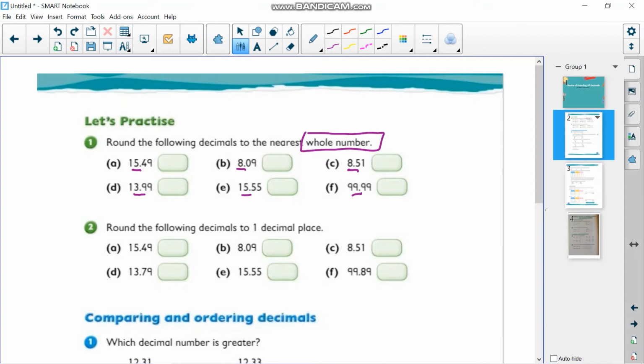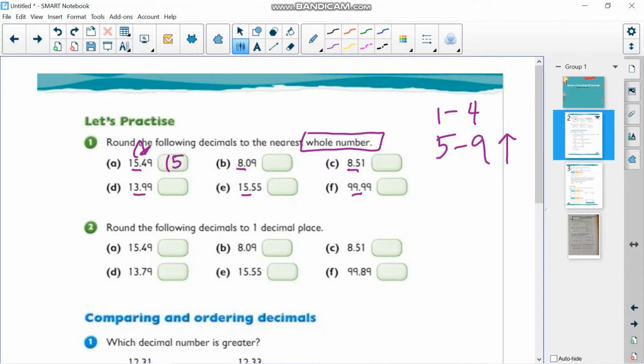So you have to look at the numbers next to those underlined numbers. So for letter A, next number to 5 is 4. So again, our rule, if it is 1 to 4, stay or rest. If it is 5 to 9, we have to round up. So next number is 4, so it will retain. 15 will retain or will stay.